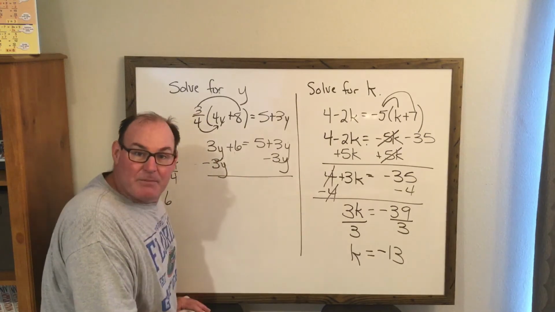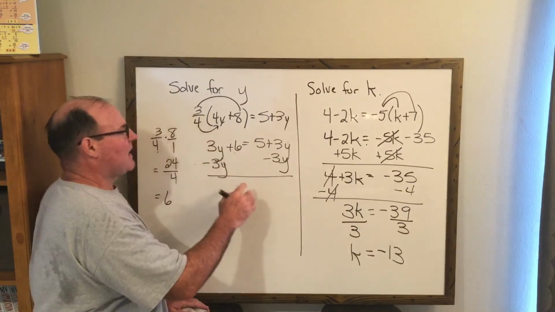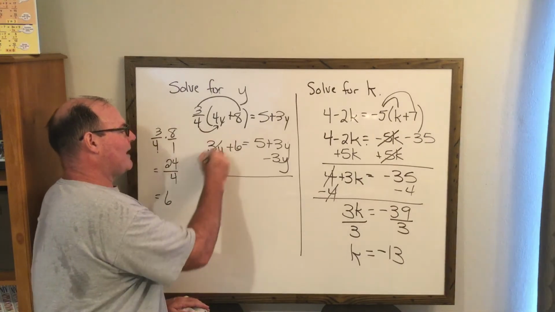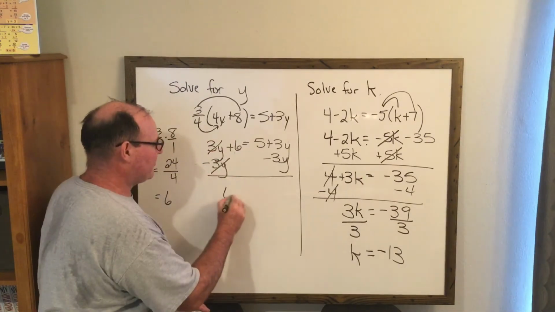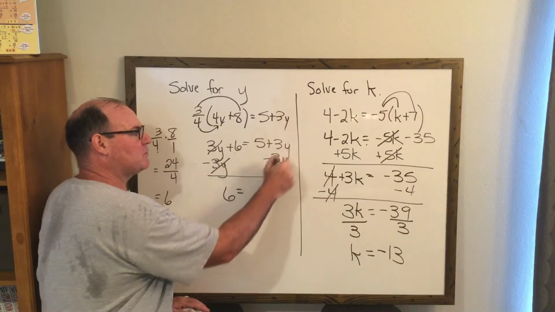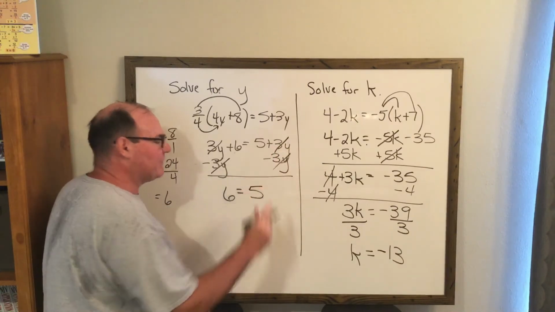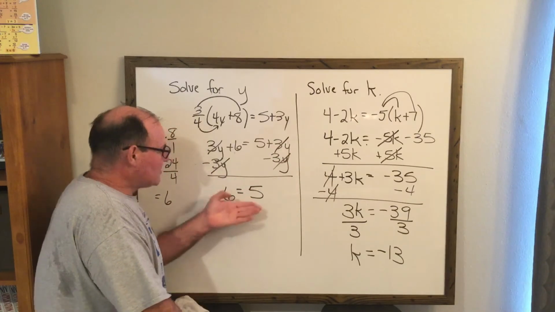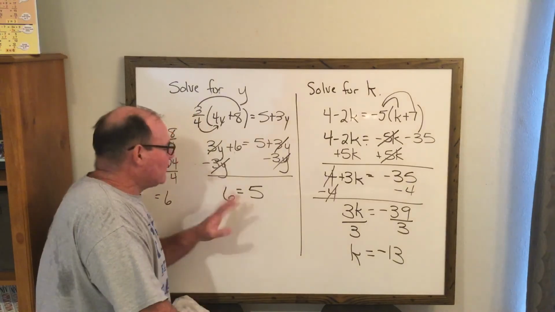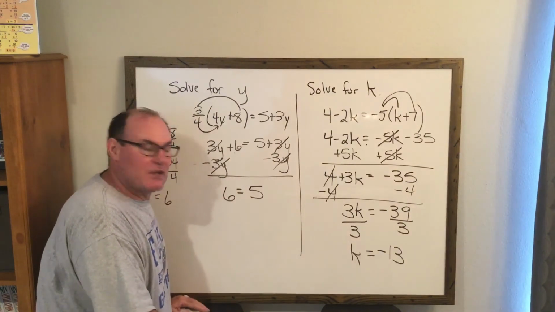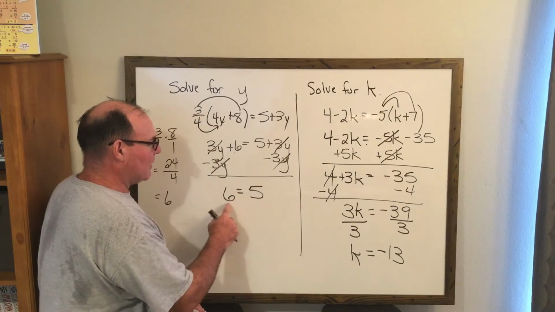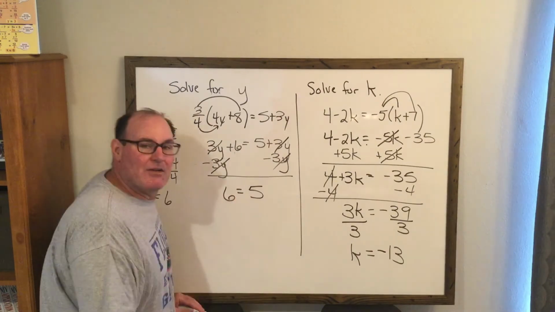And something unique happens on this problem. Notice 3y minus 3y, the y's cancel on the left. And 3y minus 3y, the y's cancel on the right. So I'm left with this equation that has no more y's in it. I don't need to worry about bringing numbers over to the other side. What I've got here is 6 equals 5.